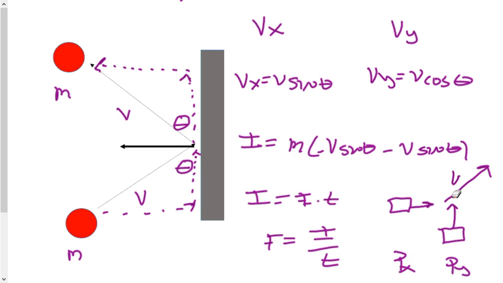All right, so that's how glancing collisions work, and that's it for Chapter 6, which is on momentum and collisions.